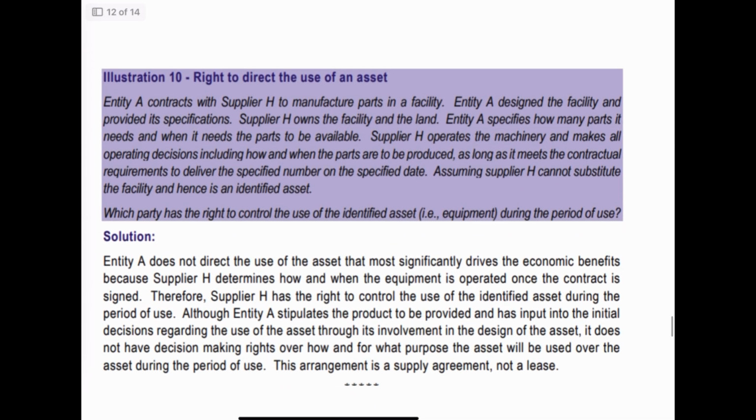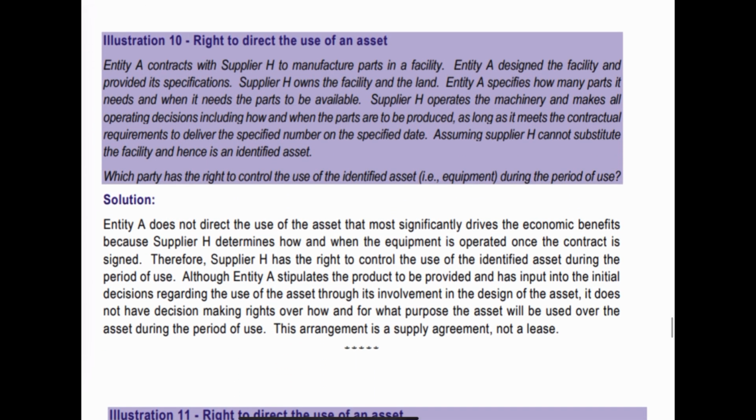Okay, I'll take you through this example. Here entity A contracts with supplier H to manufacture parts in a facility. Entity A designed the facility and provided its specification. Supplier H owns the facility and the land, and entity A specifies how many parts it needs and when the parts should be available.